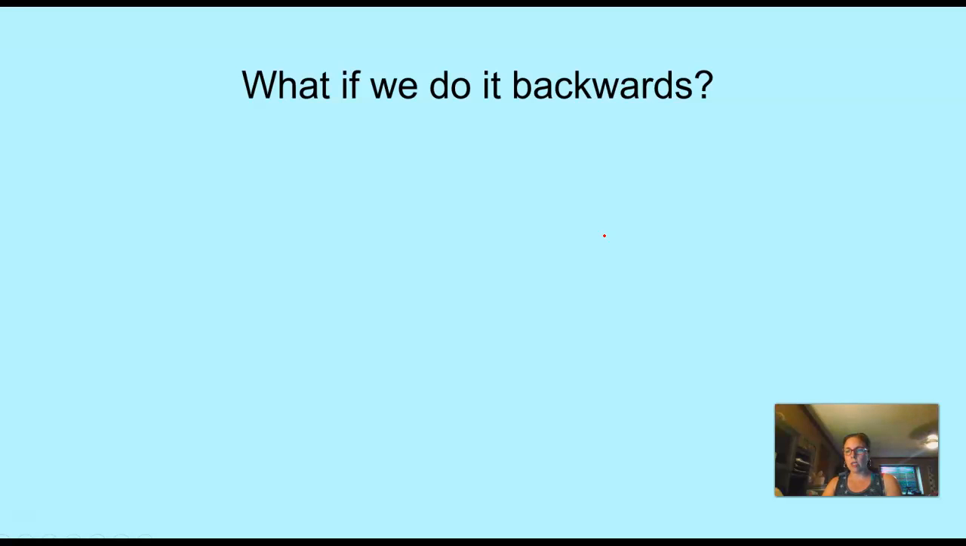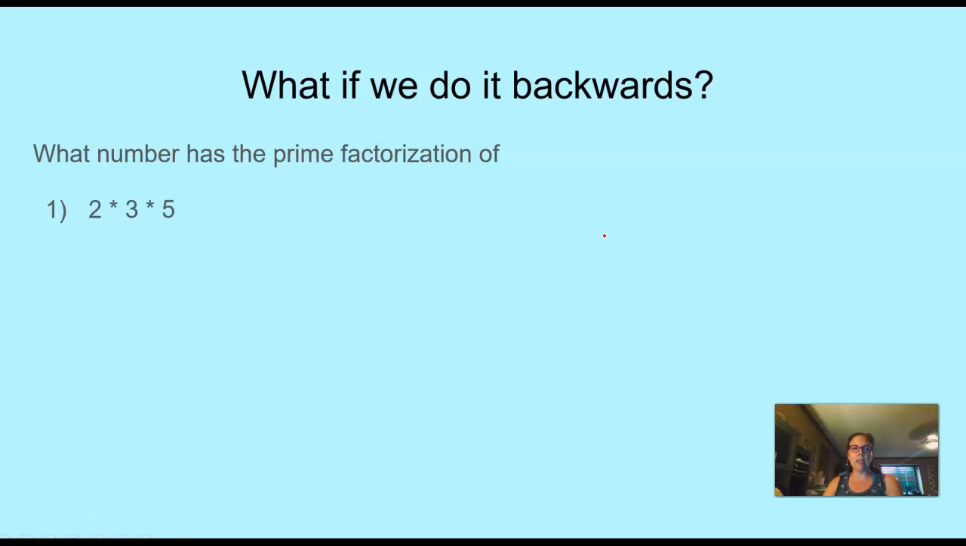Okay, so what if we do it backwards? What number has the prime factorization of? So you're going to write these examples down too. So number 1, it says 2 times 3 times 5. So now it's given the prime factorization. It's saying what number is that? So 2 times 3 is 6. 6 times 5 is 30. You literally just have to multiply them. That's all you're doing. The next one, 2 times 2 times 3. So 2 times 2 is 4. 4 times 3 is 12. That's all you're doing there.